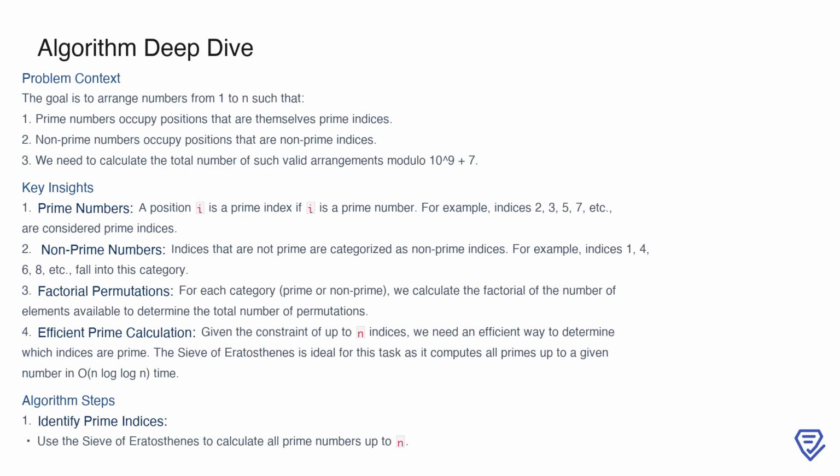The goal of this problem is to arrange numbers from 1 to n such that prime numbers are placed at positions that are themselves prime indices, while non-prime numbers occupy non-prime positions. To solve this, we need to calculate the total number of such valid arrangements, and since the result can be very large, we take it modulo 10^9 + 7.